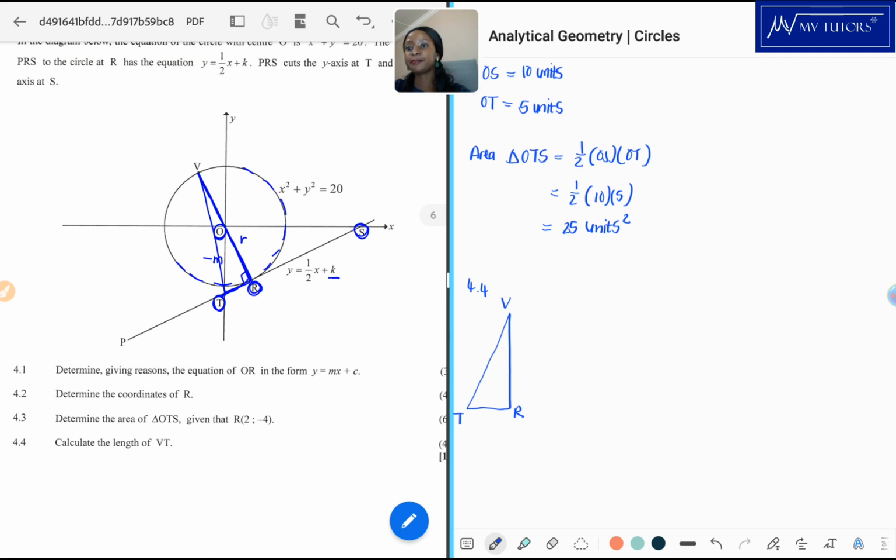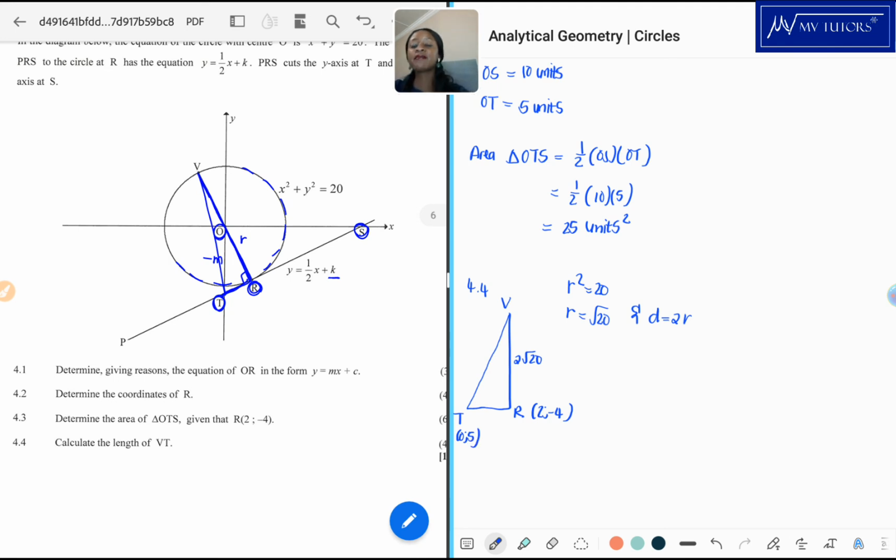We know that the radius is actually root r, right? Remember, r squared is equal to 20, so therefore r would be root 20. And I know that VR is actually the diameter, okay? So therefore the diameter is twice the radius. So I know that VR is actually twice root 20. And then do I know TR? Well, I know the coordinates of R are (2, -4). Okay, the coordinates of T are (0, -5).